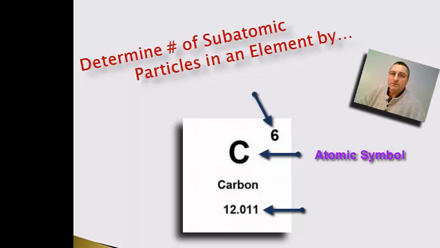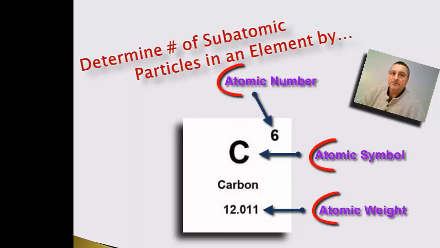Now what are those two numbers? Well, the 6 is representative of what's known as the atomic number, and the 12.011 is going to be what we would think of as the atomic weight. Now look at those three things that are identified on the periodic chart. What do they have in common? All three of them have the first word, atomic.